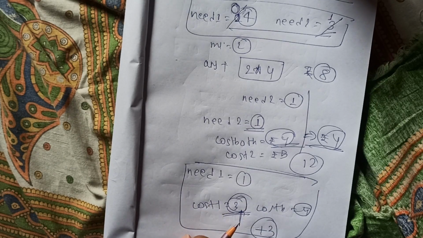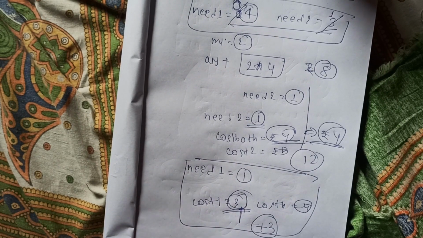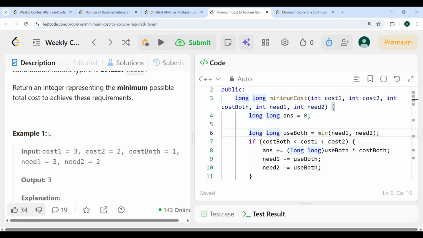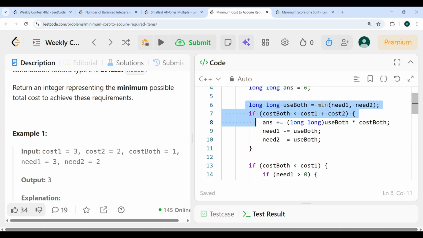Let's quickly jump into the code part and understand the code. I hope the logic intended was clear to you. That same logic we are implementing here. So use both is minimum of need 1 and need 2, and if cost both is less than cost 1 plus cost 2, we will simply increment our answer and decrement the need 1 and need 2 value, right?